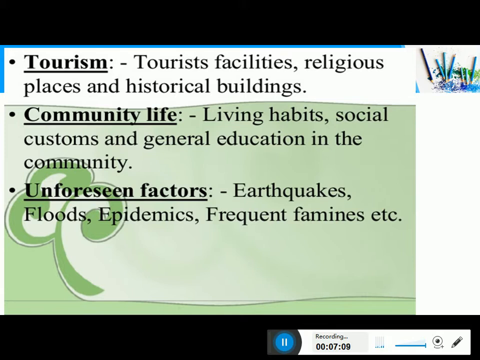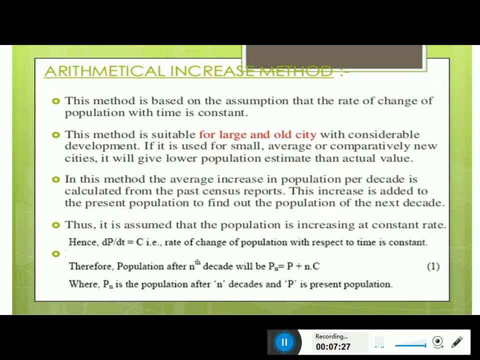And also due to the unforeseen natural reasons and natural factors, because of the earthquakes, floods and epidemics and pandemics and frequent famines, due to the drought and other reasons, people tend to migrate. So all these things affect the population growth. Okay, so let us discuss the different methods in detail.